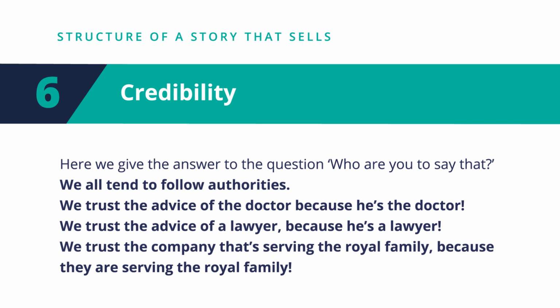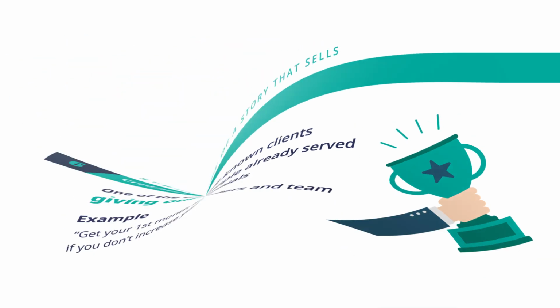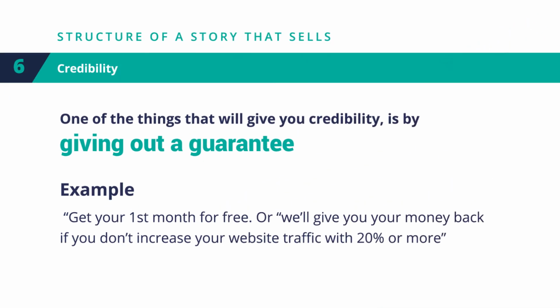So how can we make a product or company seem like an authority? By displaying things that prove your credibility: logos of well-known clients, a number of people already served, overwhelmingly positive testimonials, awards received, the credits of the founders and the team, etc. One of the things that will give you credibility as well is giving out a guarantee. For example, get your first month for free, or we'll give you your money back if you don't increase your website traffic by 20% or more.